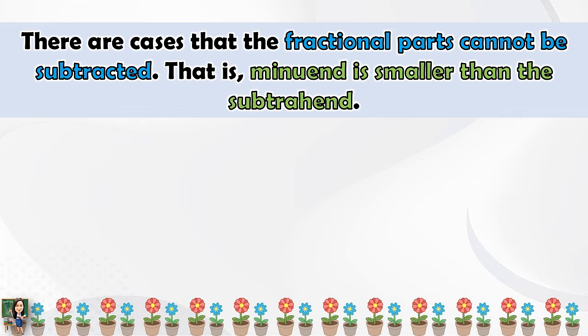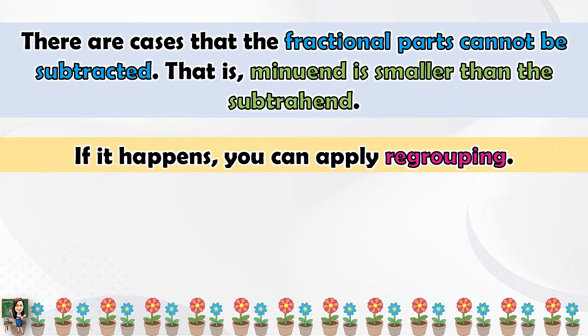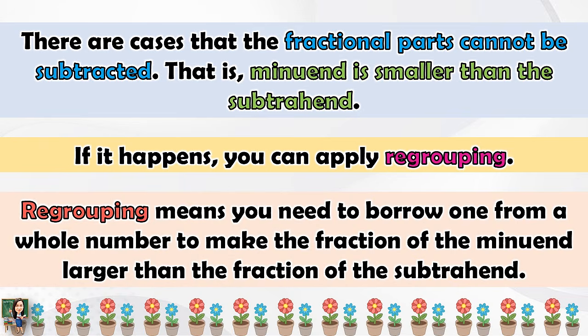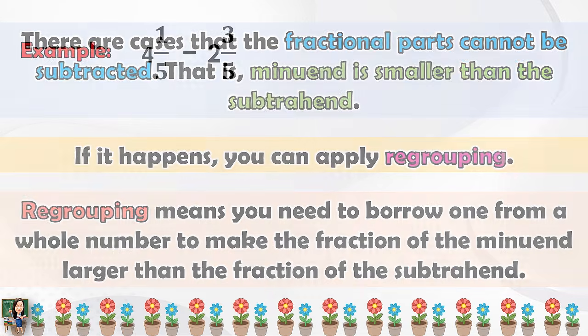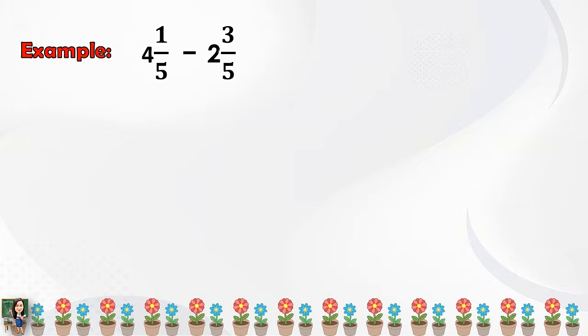There are cases where the fractional parts cannot be subtracted. That is, the minuend is smaller than the subtrahend. If it happens, you can apply regrouping. Regrouping means you need to borrow 1 from a whole number to make the fraction of the minuend larger than the fraction of the subtrahend. For example, 4 and 1/5 minus 2 and 3/5.